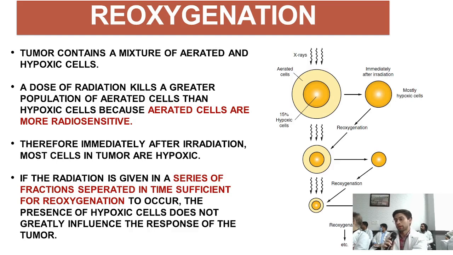But if I add different fractions in the treatment regimen, I can first kill those oxygenated cells, and I can give a certain amount of time to tumor cells to get reoxygenated, so that in the next fraction, I can kill even more cells, because after reoxygenation, these cells are going to get the oxygen, and hence they will be more radiosensitive. So if the radiation is given in a series of fractions, separated in time sufficient for reoxygenation to occur, the presence of hypoxic cells does not really influence the response of the tumor.